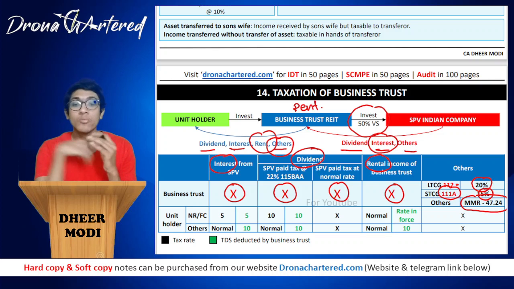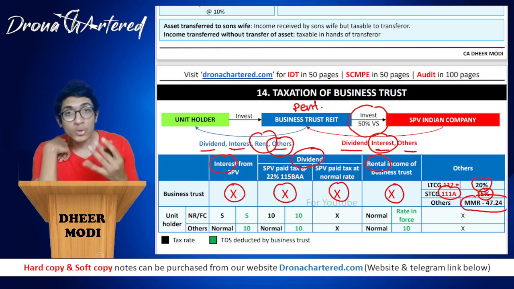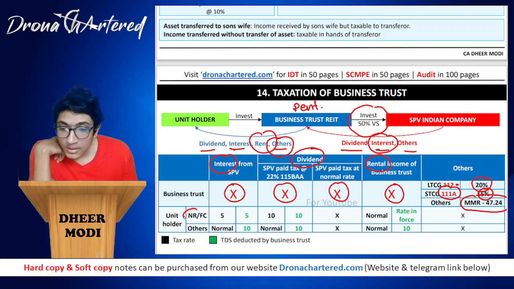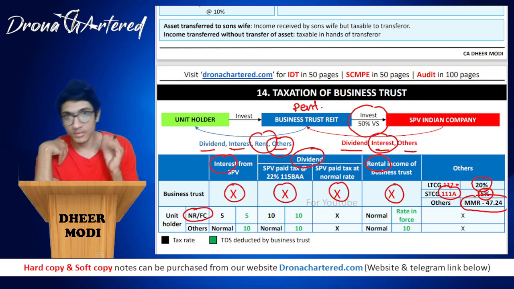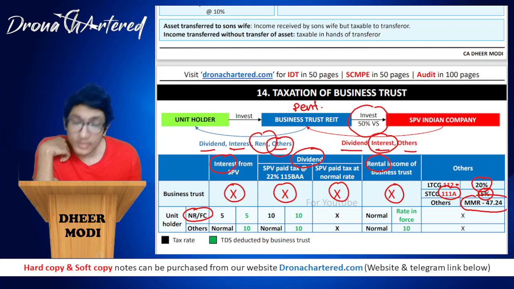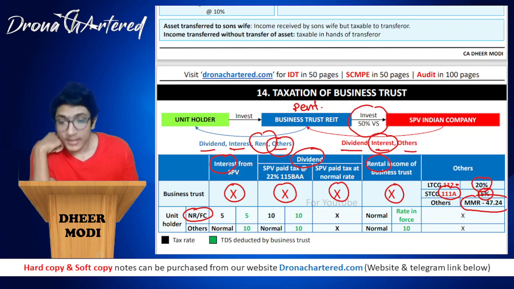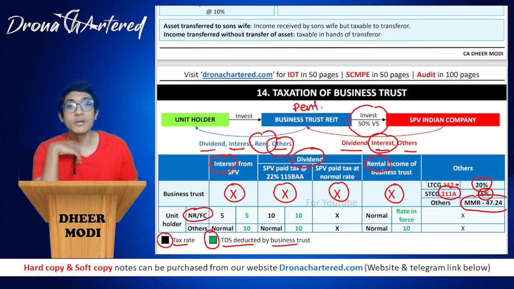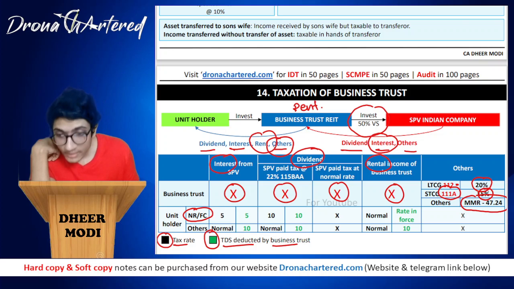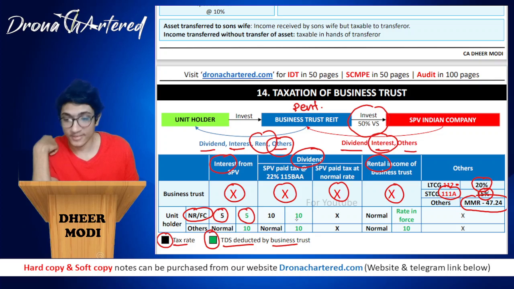Okay, so sir, who will be taxed? That is the unit holder. The unit holder that receives this income will be taxed. Now my unit holder can be a non-resident or a foreign company or others, that is, a resident person. If it is a non-resident or a foreign company, 5%. So anything in black is your tax rate and anything in green is your TDS that will be deducted by the business trust. So NR will be taxed at 5% and TDS will also be deducted at 5% in case of any interest.